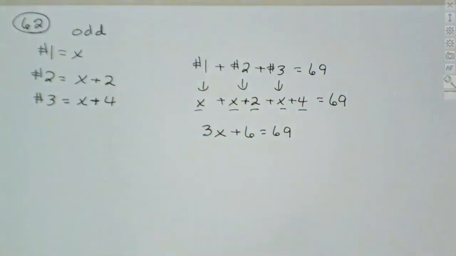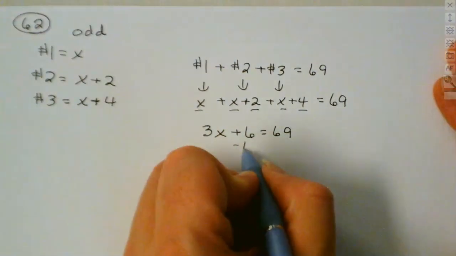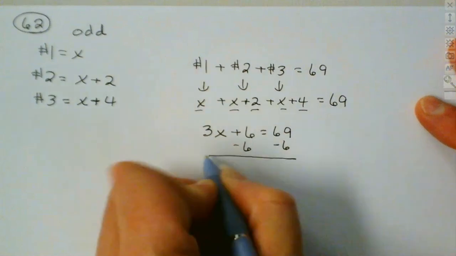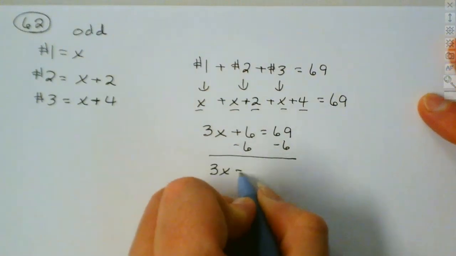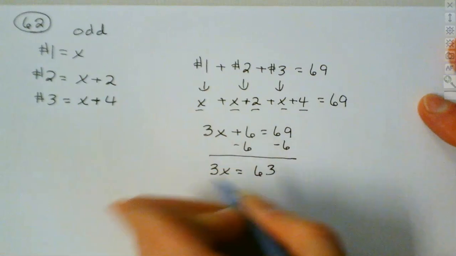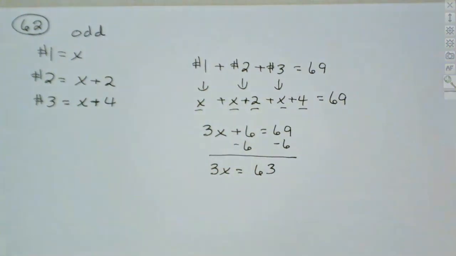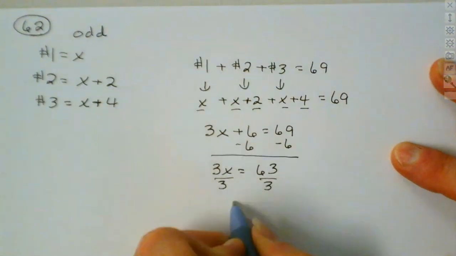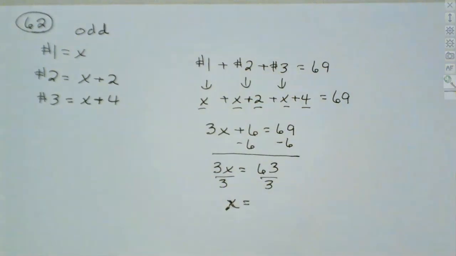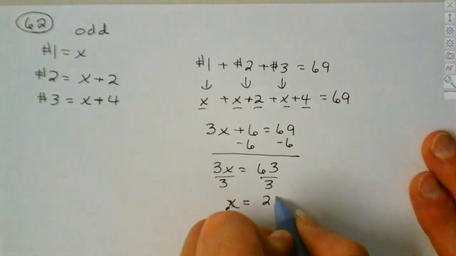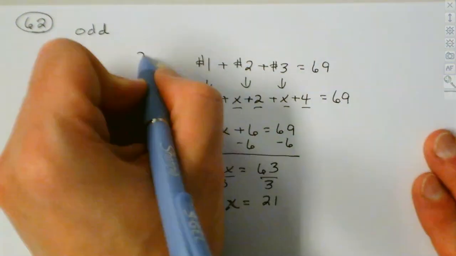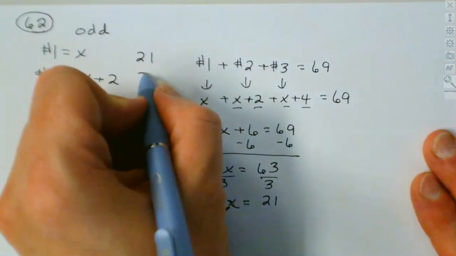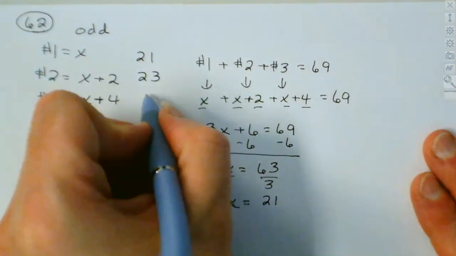How do we finish it? We move that 6 over, and that gives you 3x equals now 63. And what do we now need to do? Divide by 3. And that leaves you now with x equaling what? 63 divided by 3, 21. Okay, now let's go ahead and get our numbers. So we've got 21, add 2, we get 23. Add 2 more, we get what?